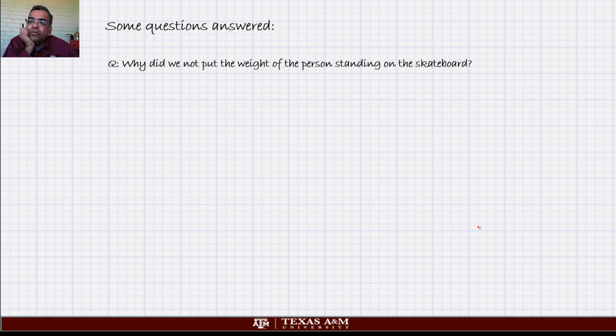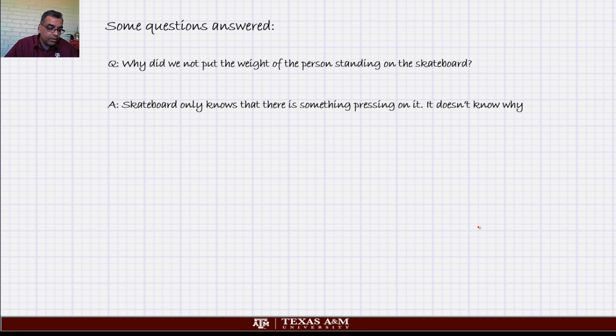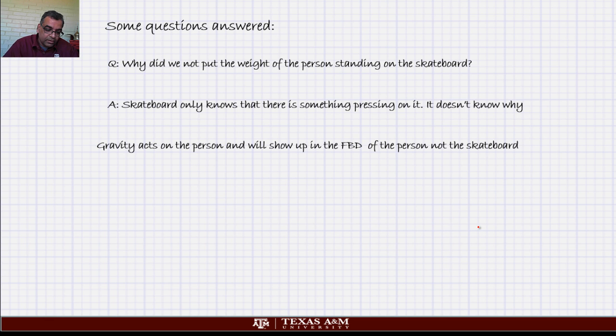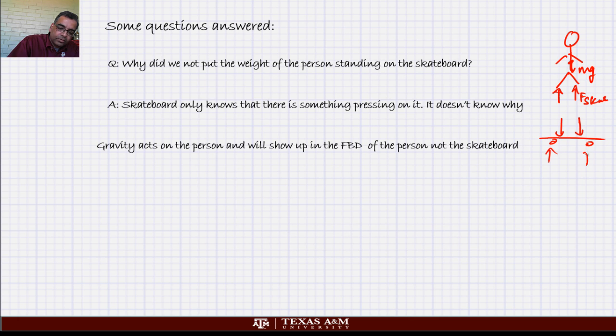Why did we not put the weight of the person standing on the skateboard? The reason is that the skateboard knows only that there is something pressing on it. So the skateboard feels only the skater's foot. The earth's gravity acts on the person, not on the skateboard. So if you draw the person, then you will have F skateboard, and here is gravity, mg. And then the skater will have equal and opposite forces there. The skateboard will have these forces. You see what I mean?